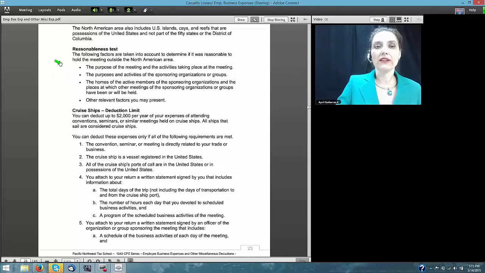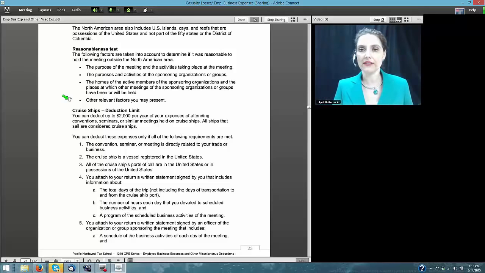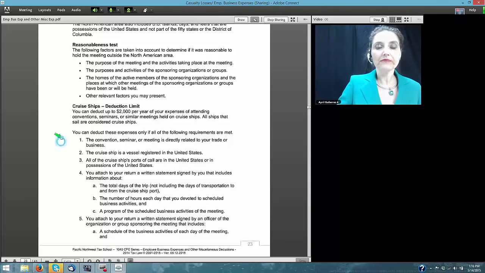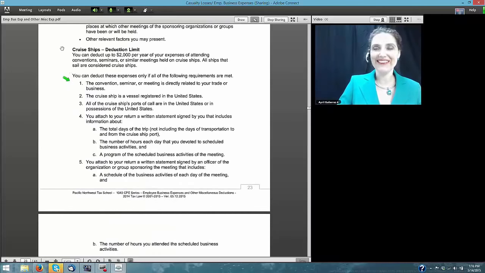The following factors are taken into account to determine if it was reasonable to hold that meeting outside of the North American area. Firstly, the purpose of the meeting and the activities taking place at the meeting. The purposes and activities of the sponsoring organizations or groups, and the homes of the active members of the sponsoring organizations and the place at which other meetings of the sponsoring organization or groups have been or will be held. And finally, any other relevant factors that you can present. So if there's a reasonableness test that you needed to attend this convention on board this ship and the ship was not in the North American area, and you can show reasonably why it wasn't, then it could still be allowed.